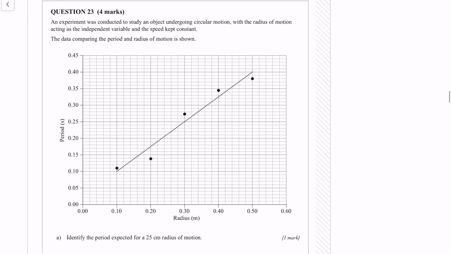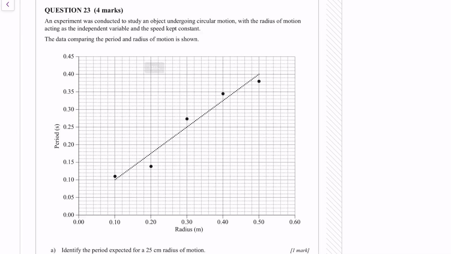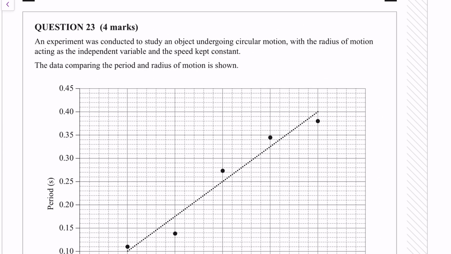so moving on to question 23. An experiment was conducted to study an object undergoing circular motion, with the radius of motion acting as the independent variable and the speed kept constant.